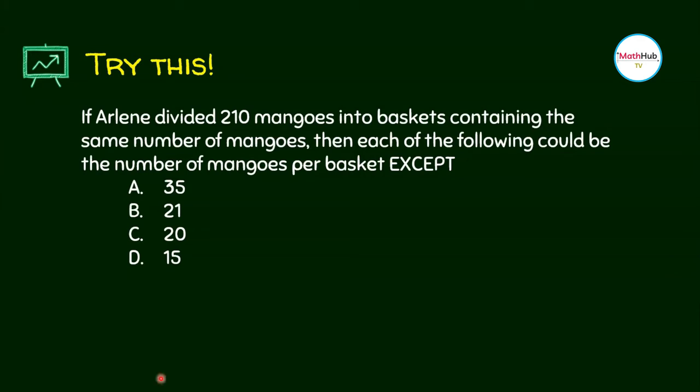So it says here that Arlene has 210 mangoes containing the same number of mangoes. Then each of the following could be the number of mangoes per basket except, okay, which among these? You can end up with 21 mangoes, right? Because 210 is divisible by 21. So that means you have 10 baskets. You cannot have 20 mangoes. The answer is letter C.